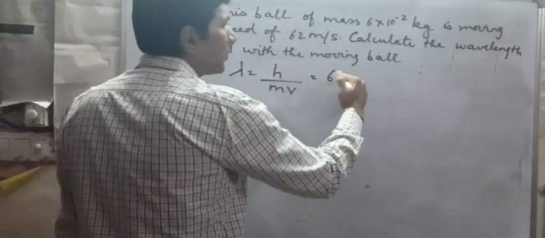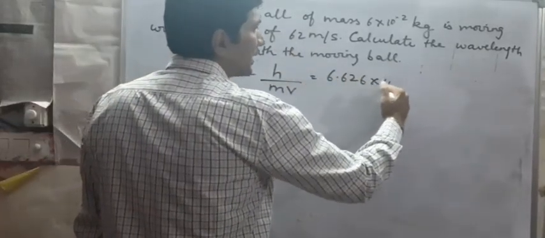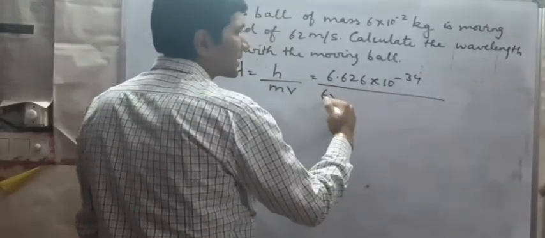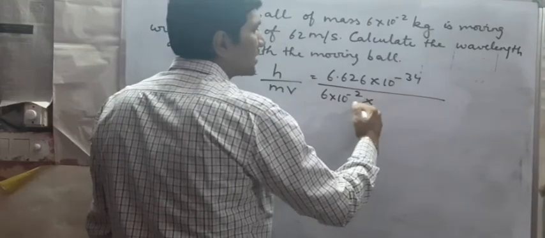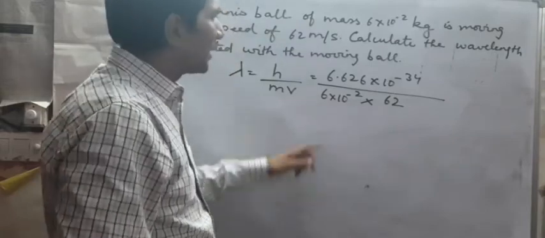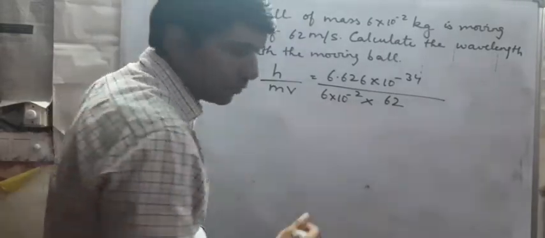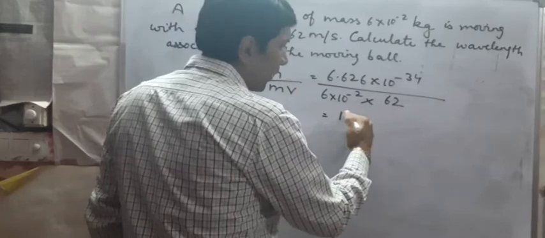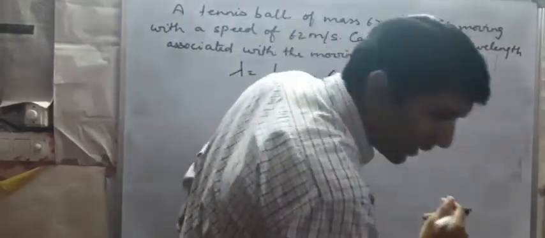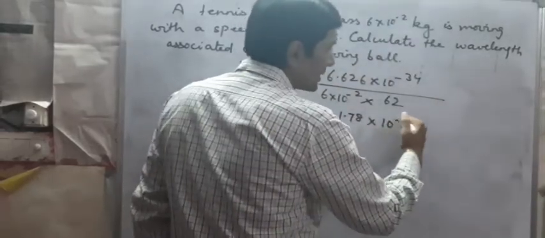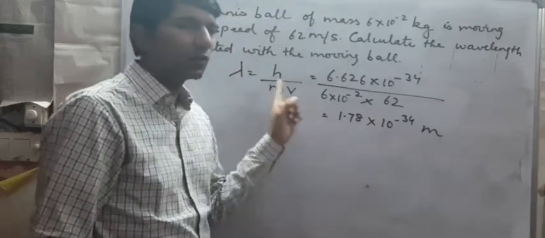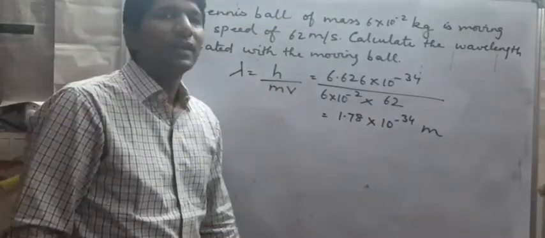So this will be equal to 6.626 into 10 raised to power minus 34. The mass given is 6 into 10 raised to power minus 2 kg, and the velocity given here is 62 meters per second. Now once you solve this, the value you will get here is 1.78. This is the answer, 1.78 into 10 raised to power minus 34 meter. Okay, so this is the answer which you will get for the value of lambda.